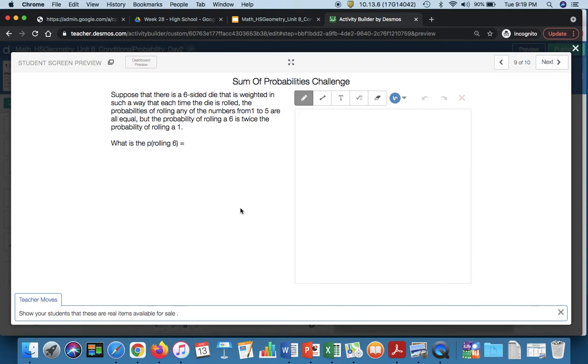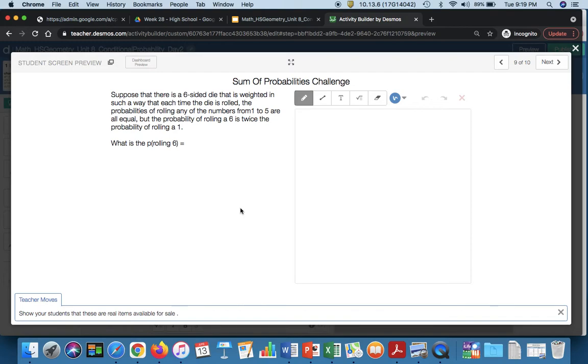Suppose there is a six-sided die that is weighted in such a way that each time the die is rolled, the probabilities of rolling any of the numbers from 1 to 5 are all equal, but the probability of rolling a 6 is twice the probability of rolling a 1. What's the probability of rolling a 6?